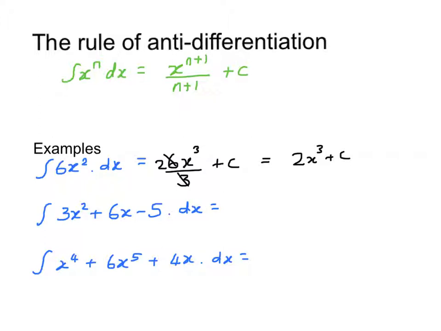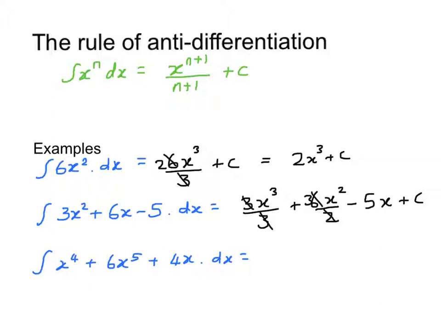This one here, we're going to have 3 times our x to the power of 2. We're going to add 1, so it's x to the power of 3 divided by 3, plus 6x to the power of 1 plus 1, which would be 2, divided by 2, minus 5. Now this is like an x to the power of 0, so it becomes x to the power of 1 over 1, plus the c. Now again, you can simplify these. 6 divided by 2 is 3.